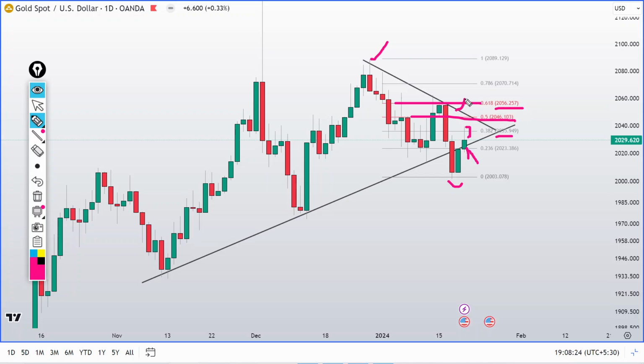So price needs to break above this, because under this area you can see this is also a resistance trend line. So under this we can expect a sideways movement. For a safe buy, we have to wait for it to break above this level, and if price sustains, then we can look for buy opportunities toward the higher price level.